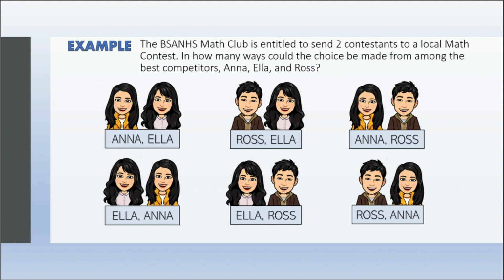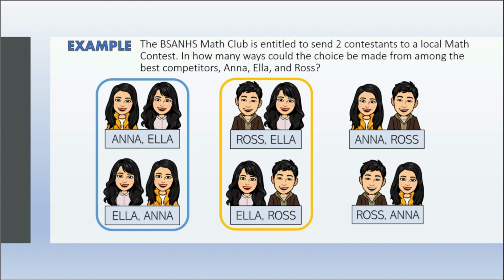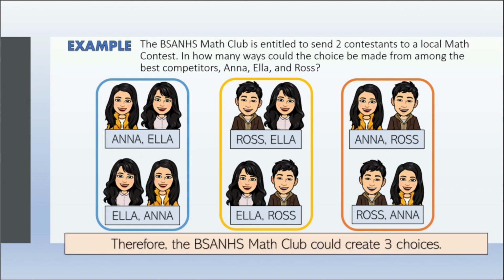Anna. But since the order doesn't matter because we are choosing 2 contestants to be sent to a contest, we're going to eliminate pairs with duplicates. We will just count them as 1. Anna and Ella is the same as Ella and Anna. We will consider them as 1. Ross and Ella is also similar to Ella and Ross, while Anna and Ross is the same as Ross and Anna. By counting, the BSN's Math Club could create 3 choices.